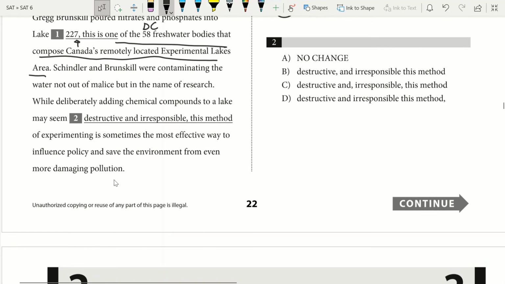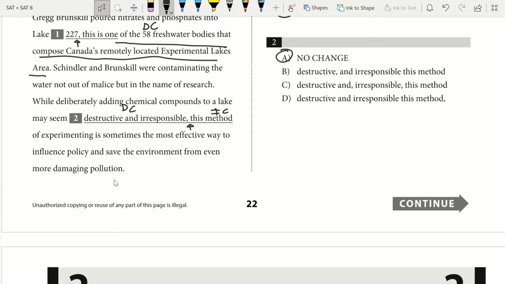Next, Schindler and Brunskill were contaminating the water not out of malice but in the name of research. While deliberately adding chemical compounds to a lake may seem destructive and irresponsible, so I know that's my dependent clause, this method of experimenting is sometimes the most effective way to influence policy and save the environment from even more damaging pollution. Alright, well I see I have my dependent clause, independent clause here. They're separated by a comma, so I know that that right there is going to be my answer.